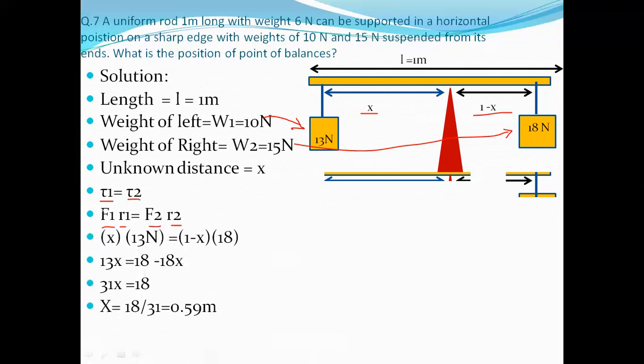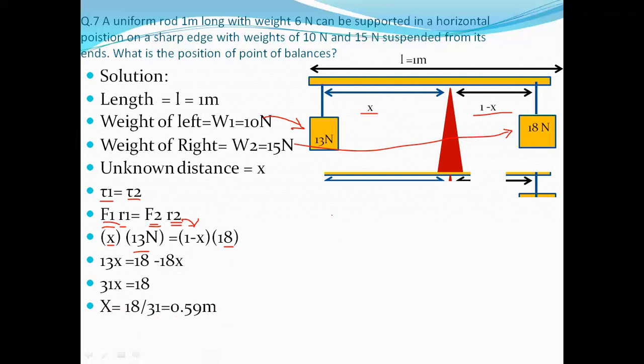So we don't have the value of R1, so we're putting in the value of X, and F1 has a value of 13 newtons, whereas F2 has the value of 18 newtons, and R2 we don't know as well, so it will be 1 minus X. Now 13 multiplied by X will be 13X, and 18 multiplied by 1 minus X will be 18 minus 18X. So this 18X goes to the other side and adds with 13, so 31X is equal to 18. So the value of X will be 18 divided by 31, or 0.59 meters.